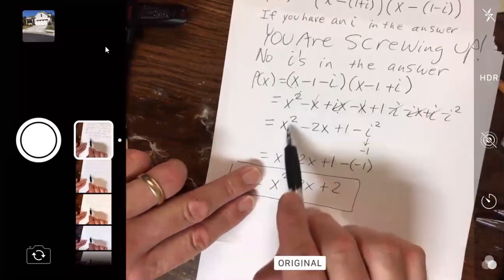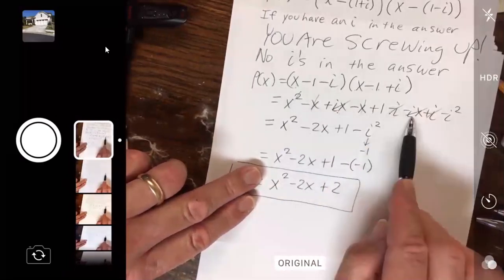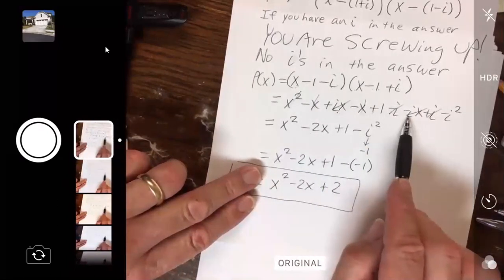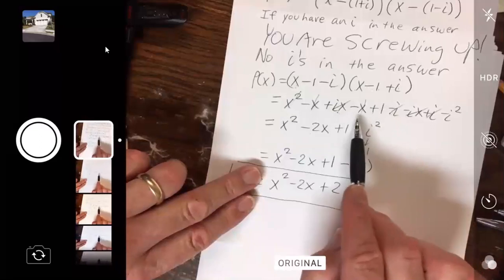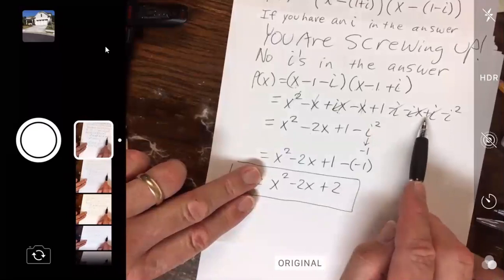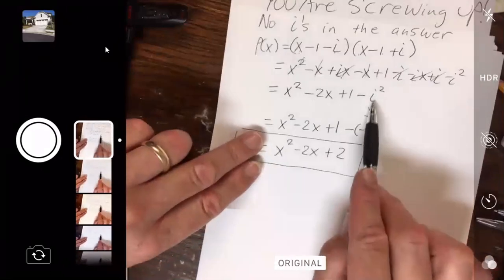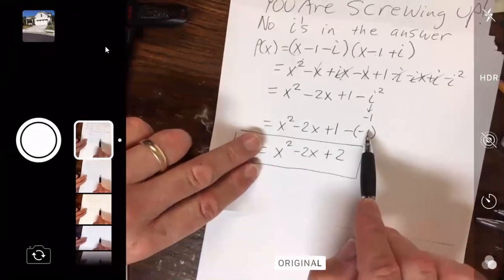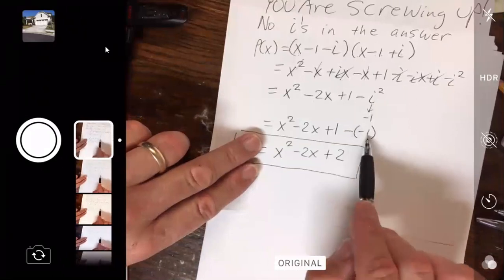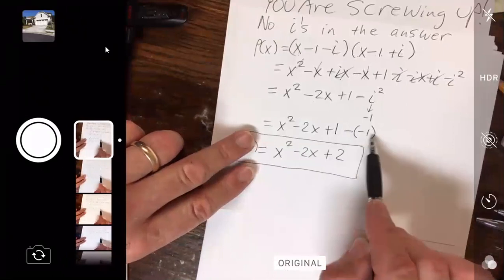All right, you see an x squared there, and minus x minus x is negative 2x. ix minus ix is 0. And there's a negative i somewhere. Yeah, negative i plus i, that's 0. You wind up with this 1 minus i squared. Well, i squared is negative 1. Anytime you see an i squared, you can put in negative 1. Making it 1 minus negative 1, which is 1 plus 1, which is 2.